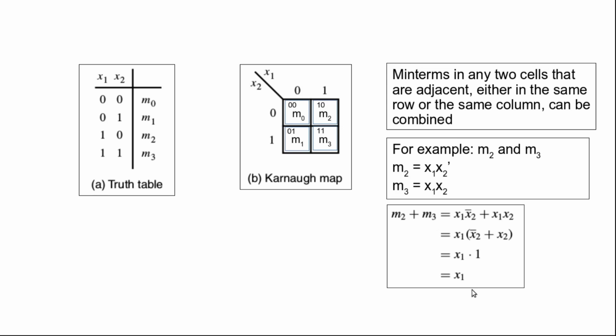So as you can see, it is possible to combine adjacent minterms in the Karnaugh map, and we can combine to come up with a minimized expression. So our original expression is x1 x2 prime plus x1 x2. We can minimize it to be just equal to x1. So this is possible that we combine adjacent cells in the Karnaugh map.